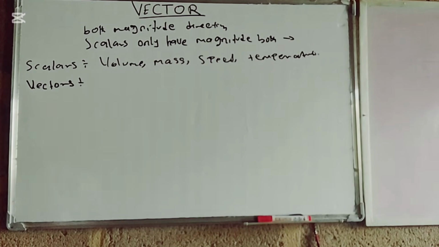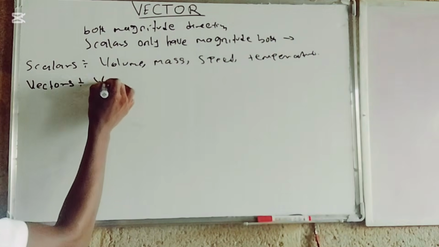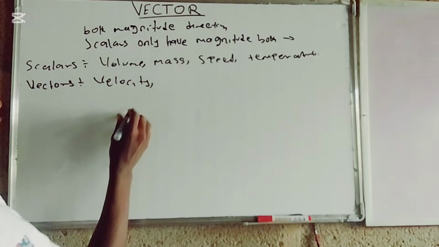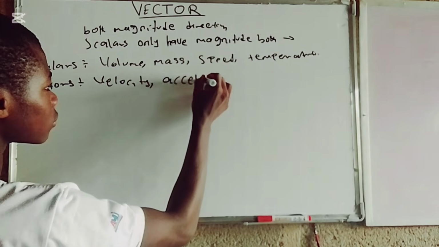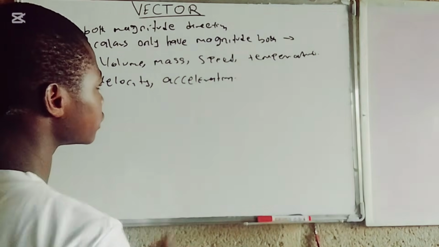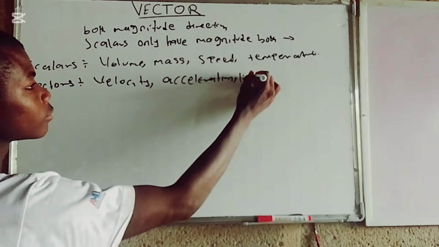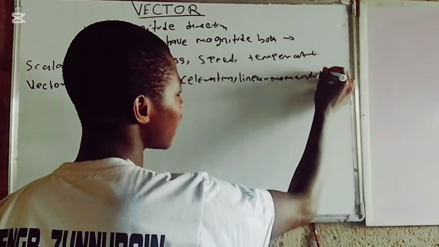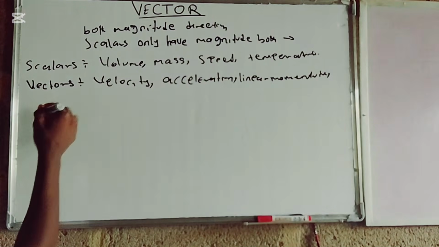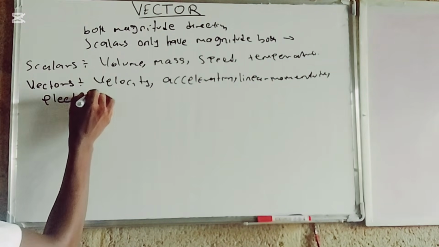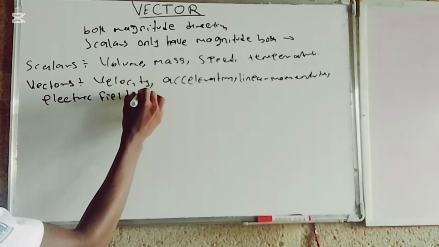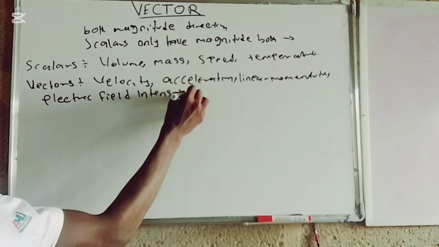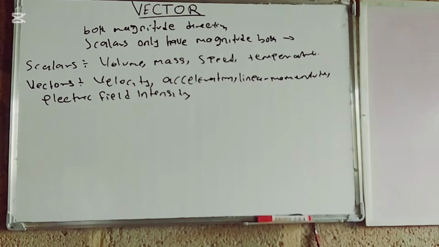Vector quantities are quantities that have magnitude and direction. If we take velocity, acceleration, linear momentum, and electric field intensity, those are vector quantities.